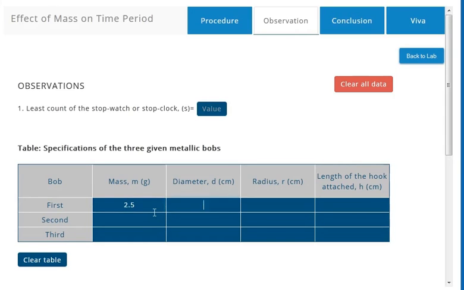Record the time taken for n oscillations in the observation table.